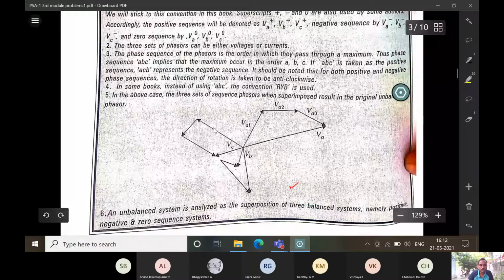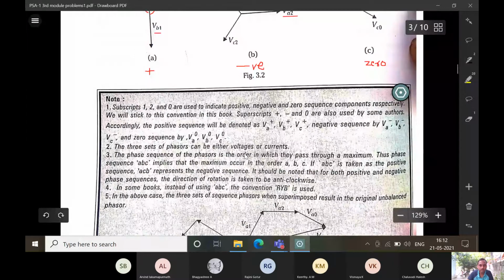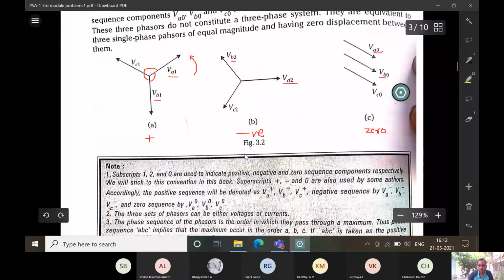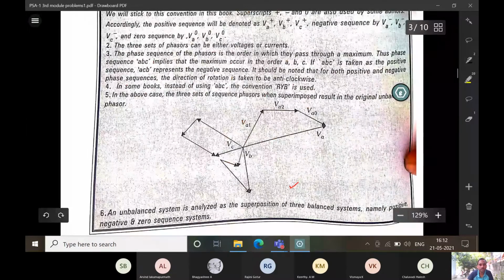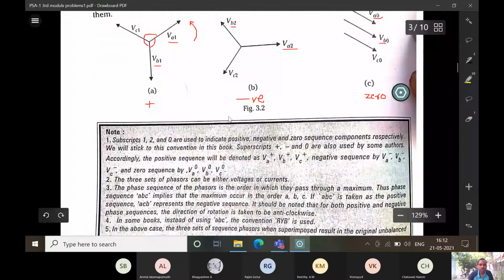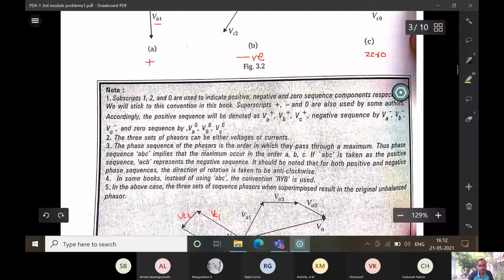For that, VC1 and VC2. VC2 is like this, and VC1 is like this. This is VC1 in this direction, right? Similarly, VC2 is in this direction, and VC0 in this direction. Okay, so join all these three. This will give VC, right?